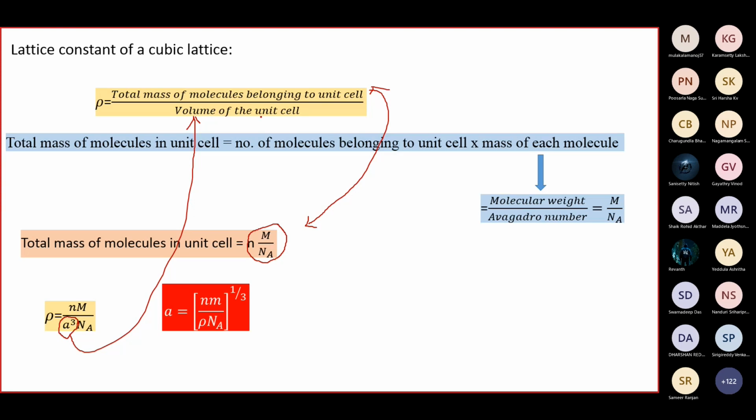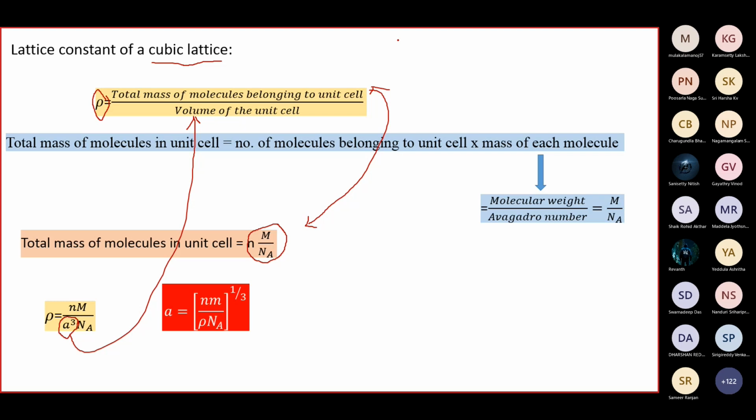In a crystal, there is not much difference between rho of a unit cell and rho of the material. They are one and the same. Therefore, if we know the density of the material and the structure, we can very easily find the lattice parameter of a cubic lattice. This works well in cubic lattice, not in all lattices, remember. That's why we are talking only about cubic lattice. So a is equal to cube root of nM divided by rho into Na.